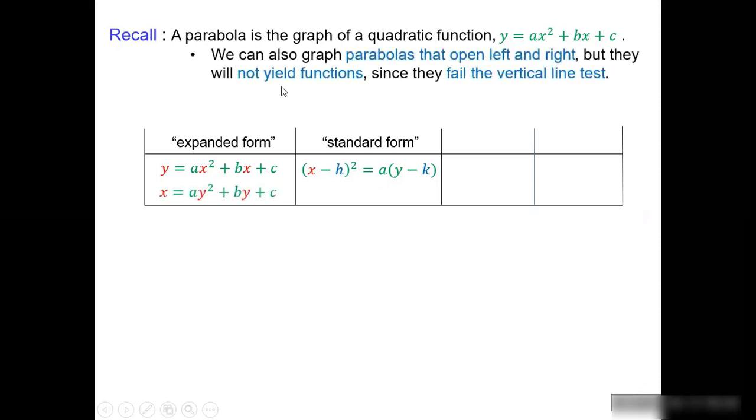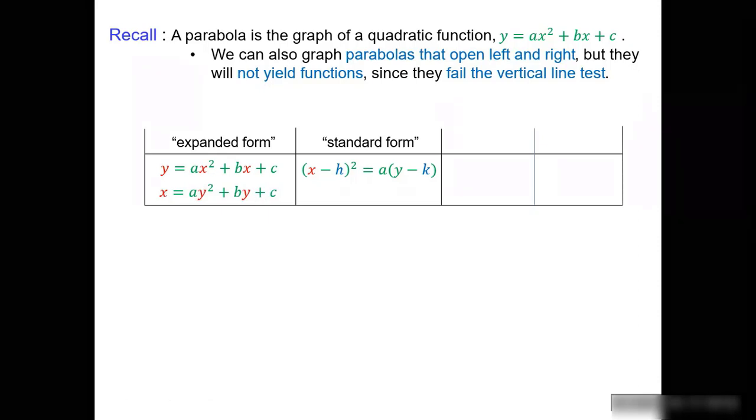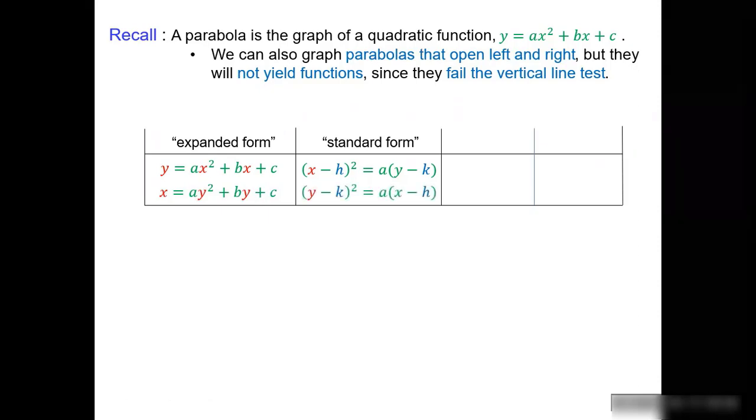Now we should also recognize that parabolas could open left and right. And if they did open left and right, then all that would mean is that the x and y coordinates have now flipped roles. So a parabola opening upwards or downwards would have the x component being squared, or in standard form, you'd see the whole quantity of x as the squared quantity. While for a parabola opening left and right, although it won't yield a function because it doesn't pass the vertical line test, it is still possible to have that parabola, and now you could see that the y quantity is being squared.